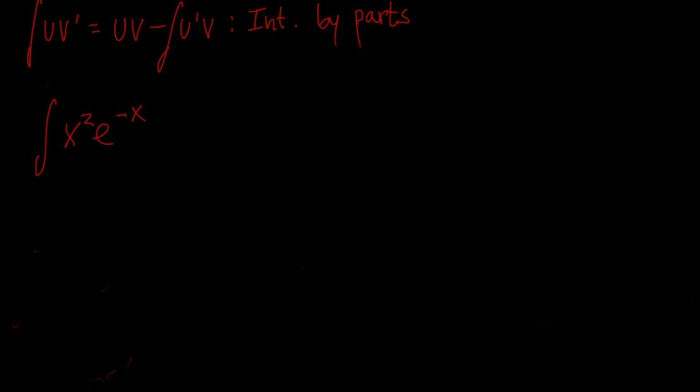And I'm going to go through this quickly because we've already done 3 examples, and I think you should get the point by now. But let's do our u. I'm going to choose my u to be x squared because it's very simple, which means the derivative of u, or u prime, is just going to be 2x, right?